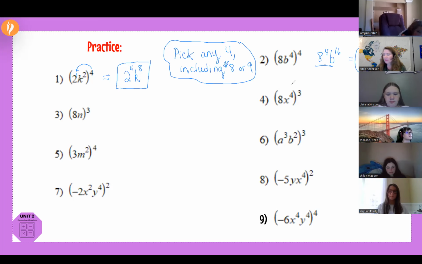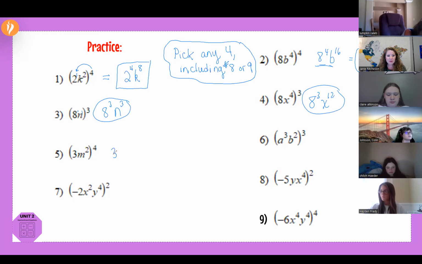Y'all understand? All right, number 3, we have 8 to the third into the third, right? Because each one of these has a 1. Anybody get tricked on that one? Number 4, we have 8 to the third or x to the 12th. Number 5 would be 3 to the 4th times m to the 8th. Number 6, we'd have a to the 9th, b to the 6th.